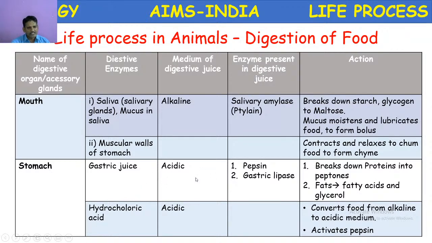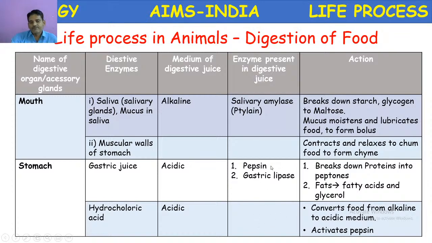It consists of digestive juice, gastric juice, containing enzymes pepsin, gastric lipase, and also hydrochloric acid. In order to digest the food materials in the stomach, an acidic medium is required. In the oral cavity, an alkaline medium is required for the activity of the ptyalin enzyme. For the activity of pepsin and gastric lipase, an acidic medium is required. That's why this hydrochloric acid fulfills that acidic medium.